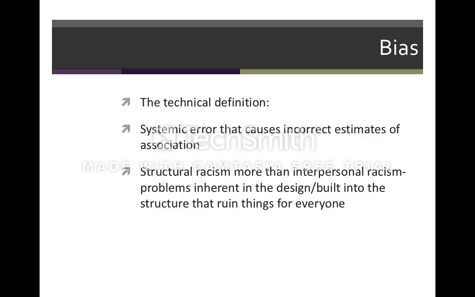So when thinking about bias, it's important to keep in mind that bias is a lot more like structural or institutional racism than interpersonal racism. It's something that's built into the design of your research and that's present in the structure. So it's often no one's fault, no one's conscious decision, but a lot of the structures that we use, the designs that we use for research, have biases built in.